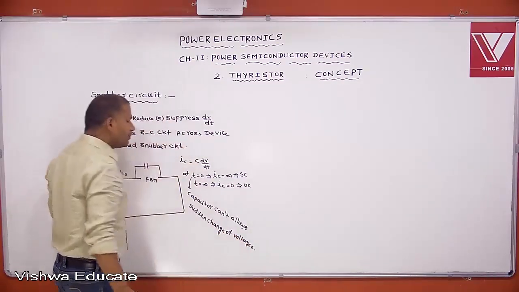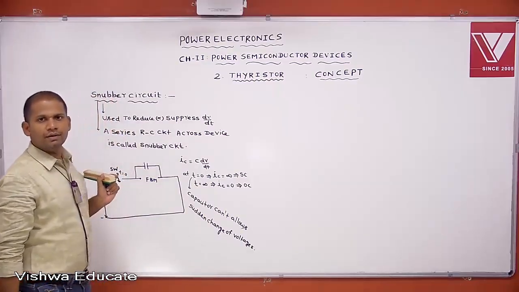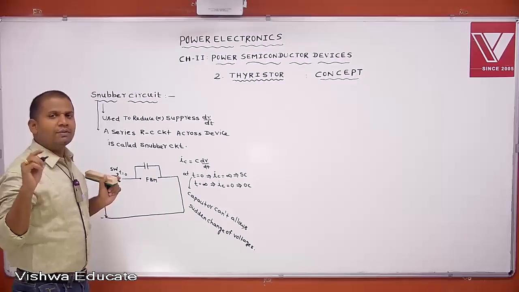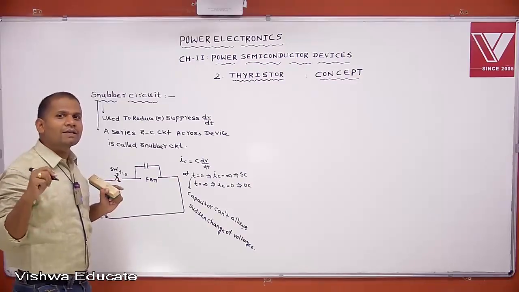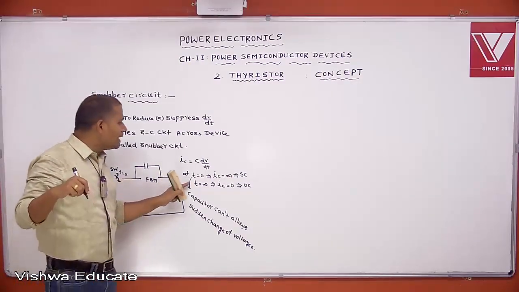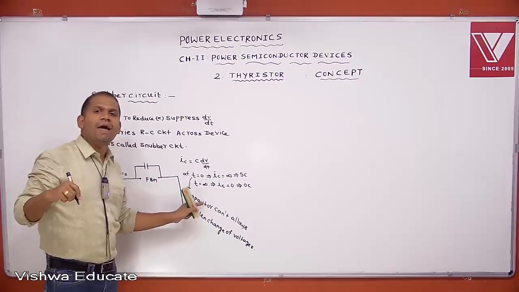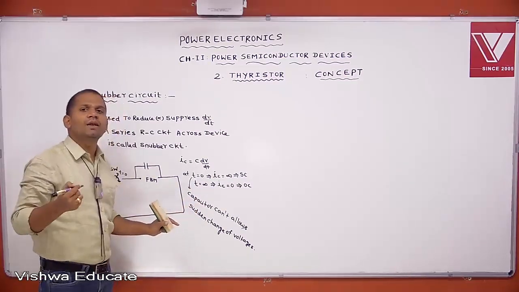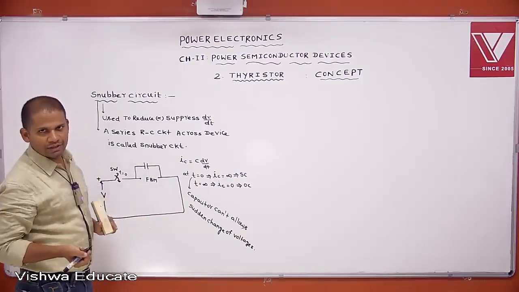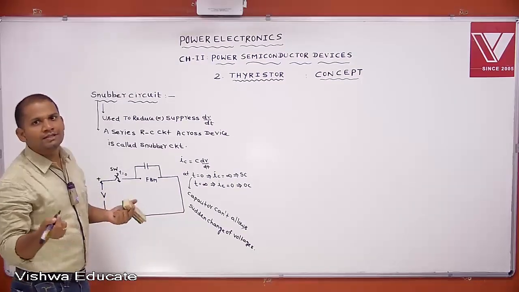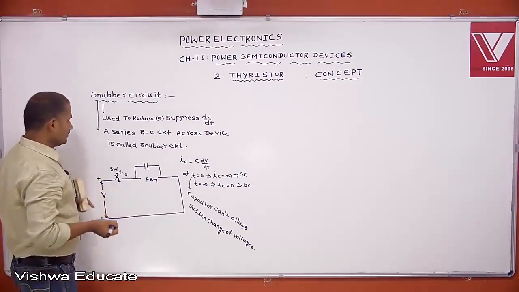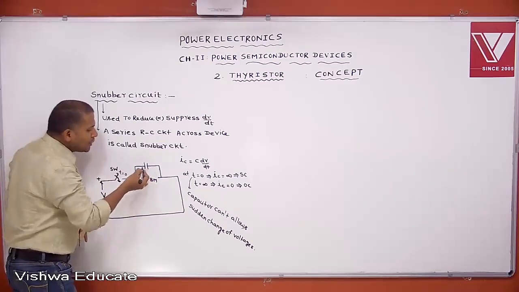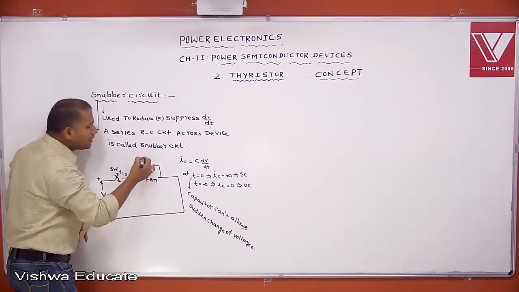Already given, what is the behavior of the inductor? Inductor cannot allow sudden change of current. That means initially inductor acts as an open circuit. But here we are telling that initially capacitor acts as a short circuit. Capacitor acts as a short circuit means it cannot allow the sudden change of voltage. Short circuit in the sense voltage is not present. Now tell me, in order to protect this SCR, I am connecting one single capacitor.